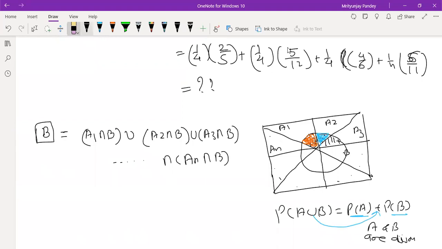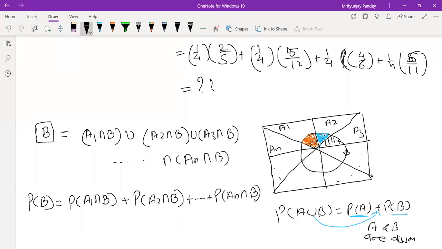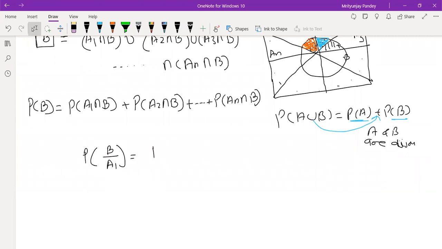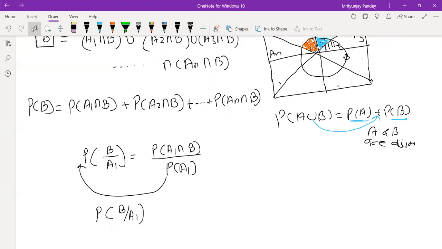So if you want to write in terms of probability, then probability of B is nothing but probability of A1 intersection B plus probability of A2 intersection B plus and so on, An intersection B. After that, write the formula of conditional probability. Conditional probability of B upon A1 is nothing but P of A1 intersection B upon P of A1. Now cross multiply. So finally we write P of B upon A1 into P of A1, which is nothing but probability of A1 intersection B.